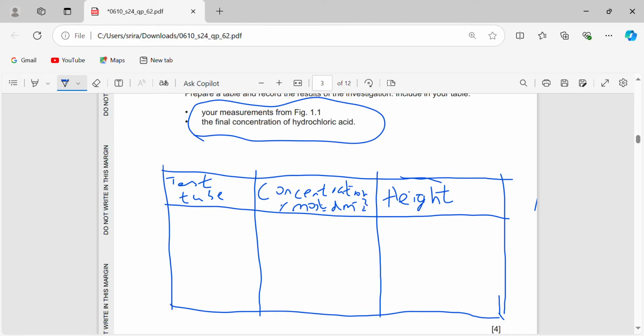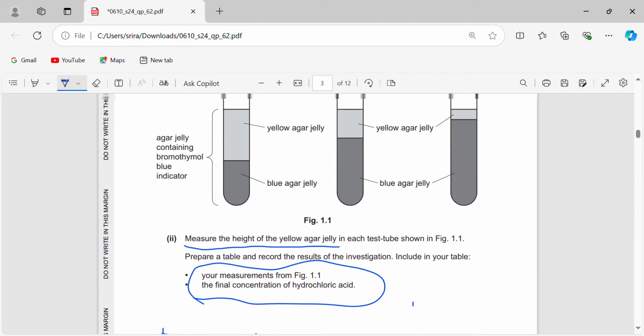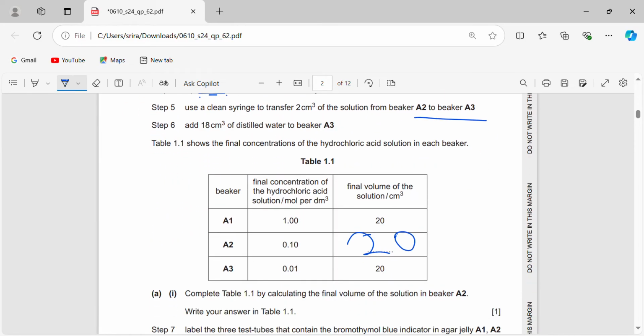Mole per dm power minus 3, mole per decimeter cube, and for the height it's just millimeter. Okay, so now we have 3 test tubes, so we divide that into 3 rows. So A1, A2, and A3. Okay, so the concentration, we have it right here, is 1.1 and 0.01. So just write that out.